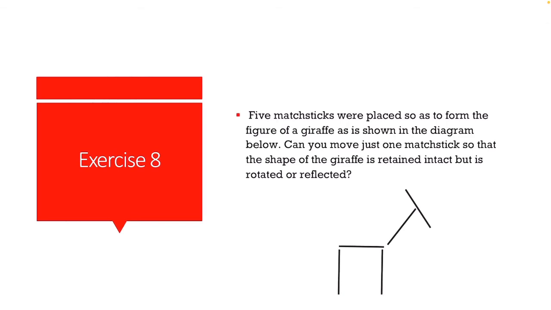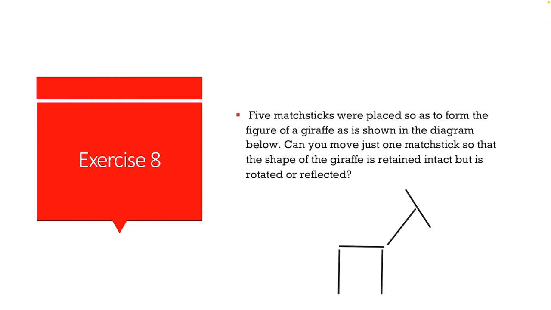Next comes, 5 matchsticks were placed so as to form the figure of a giraffe as is shown in the diagram below. Can you move just one matchstick so that the shape of the giraffe is retained intact but is rotated or reflected? See, here they have given the 5 matchsticks. From that they have made the giraffe. From this you have to move only one matchstick and make the face of the giraffe go to the opposite side, or rotate it by just moving one matchstick.